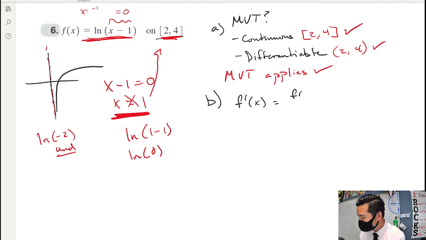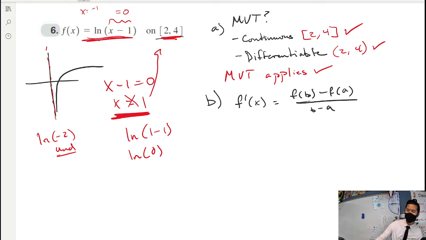So this will be f of b minus f of a over b minus a. Right? So I need to find the slope of that secant line. Oh, this is going to be a calculator problem for sure.